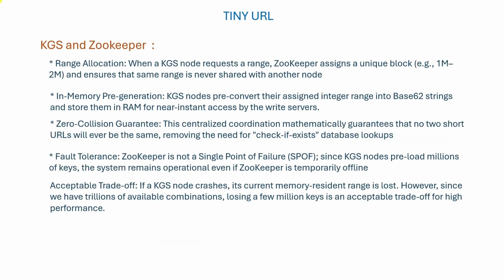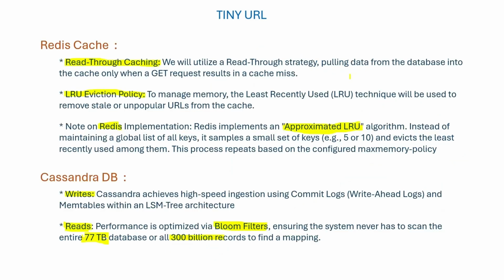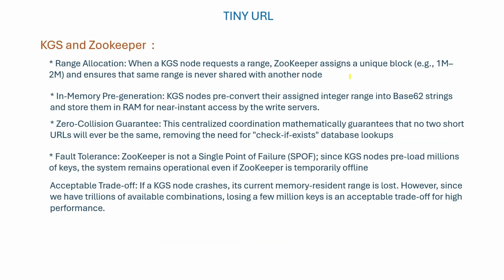The next thing we discussed in this design is the key generation service and the ZooKeeper layer. Let us go through a little theory around KGS and ZooKeeper. The first one would be the range allocation. When a KGS node requests a range, ZooKeeper assigns a unique block, for example 1 million to 2 million, and ensures that the same range is never shared with another node.